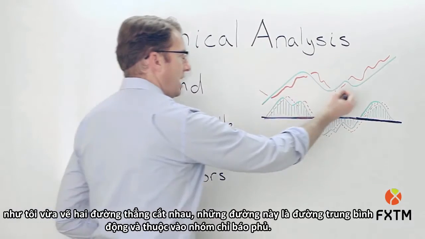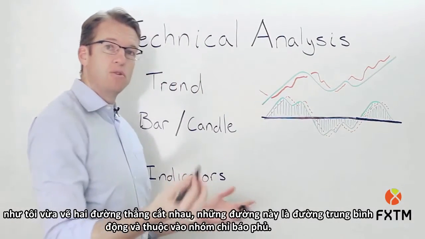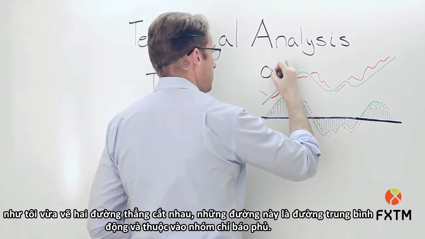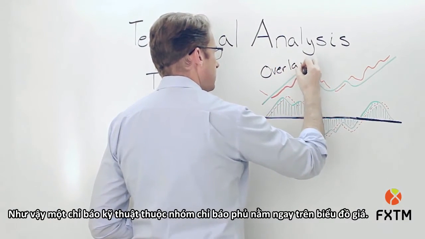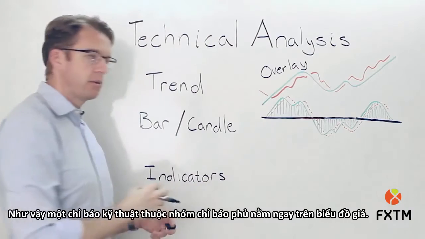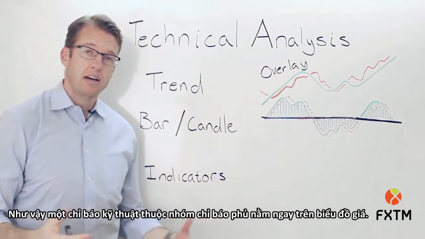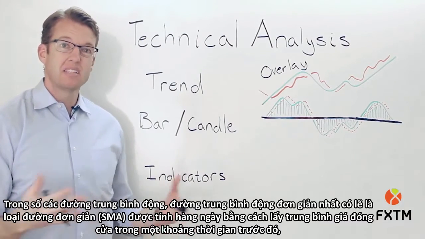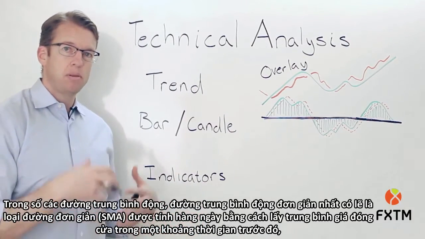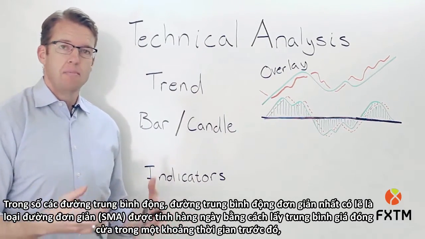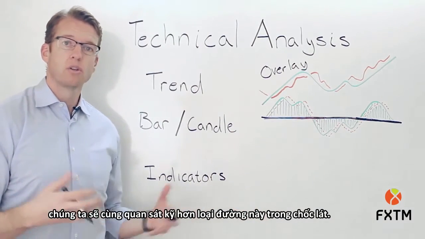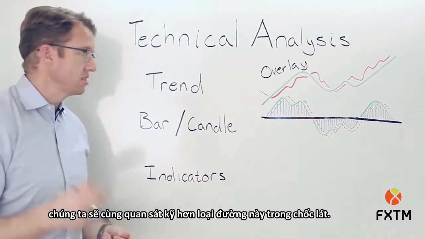Now, technical indicators tend to fall into basically two different categories. Here I've drawn a couple of lines crisscrossing each other. These are moving averages, which fall into the category of overlays. So a technical indicator that is an overlay, it literally sits on top of the price. A simple moving average is just a plot point every day based on the average close price over a look-back period. We're going to look at that very closely in just a second.